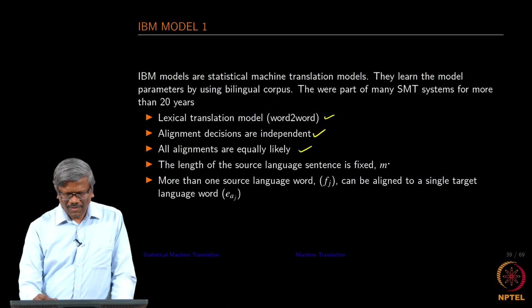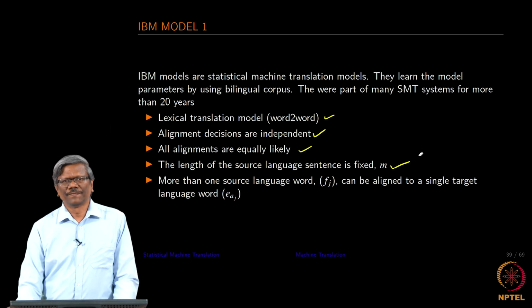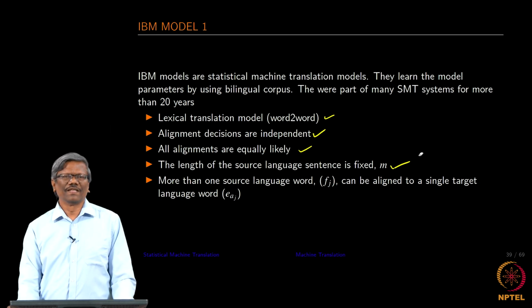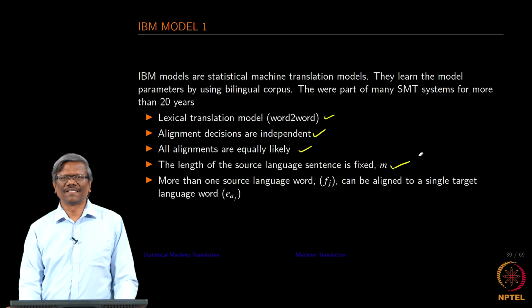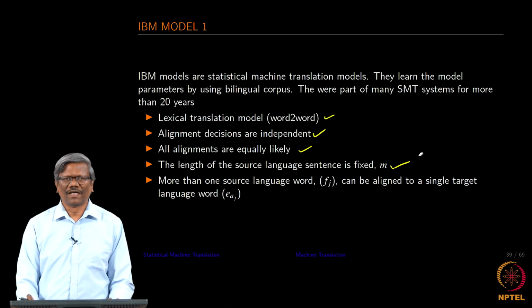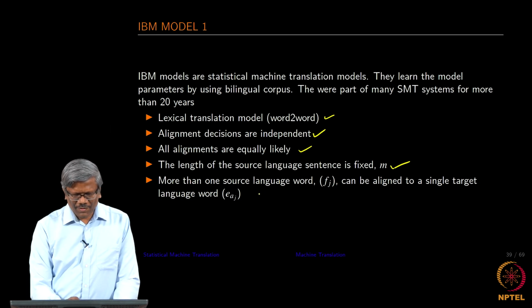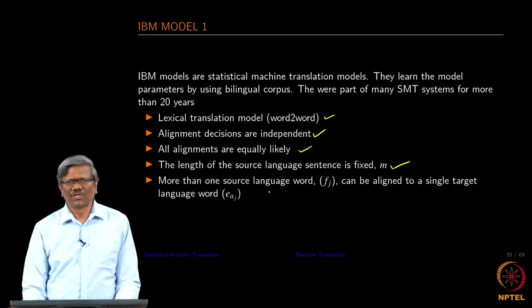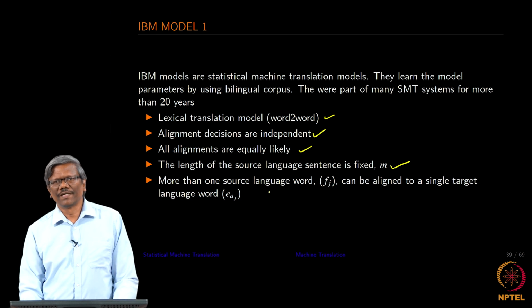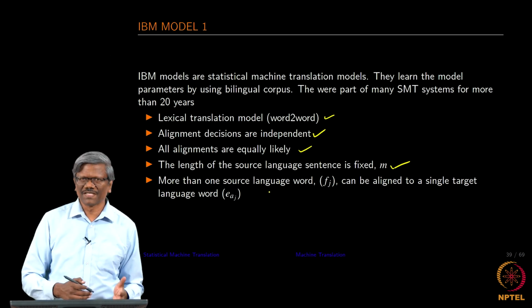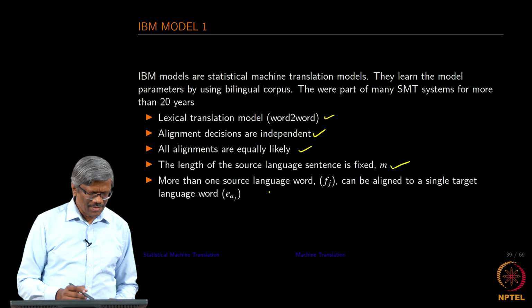The length of the source language sentence is fixed. We saw that earlier, right. So fix the length of the French sentence to a fixed number and then move from there. It is also possible that more than one source word can be aligned to a single target language word. This also we saw. These are the simple assumptions that are made in IBM Model 1.